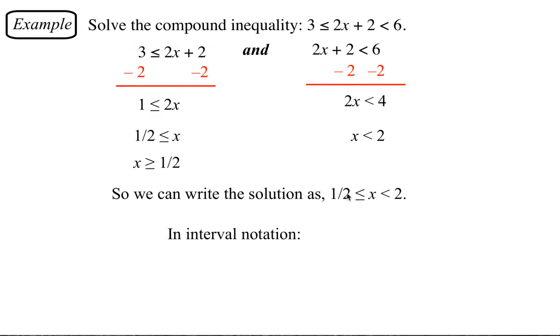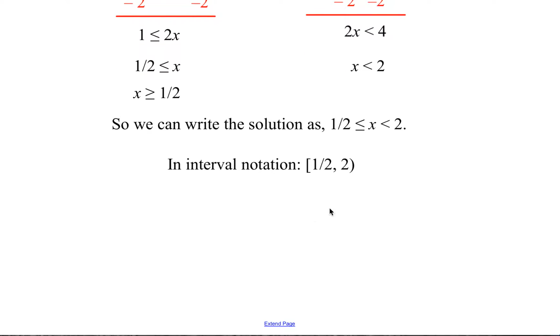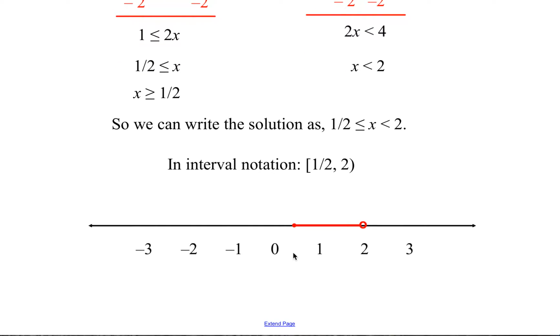Combining these two, we want both of these at the same time, or the intersection of those solutions. So we want x to be less than 2, but we also want x to be greater than or equal to 1/2. In interval notation, the 1/2 is included as an endpoint, the 2 is not, so 1/2 has a bracket and the 2 has a parenthesis. Graphically, this solution would look like all of the solutions greater than 1/2 but less than 2. It's the intersection between those two.